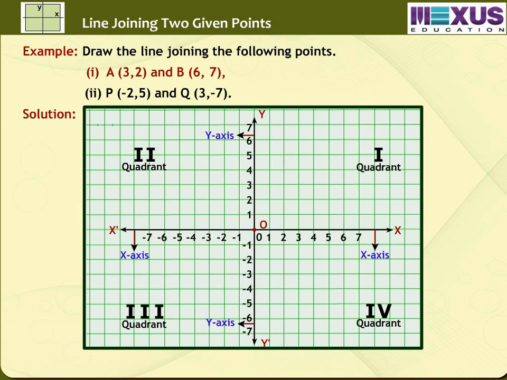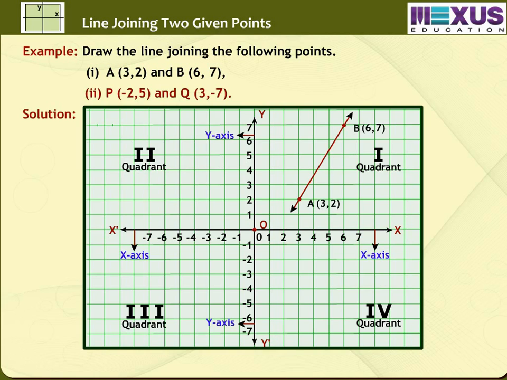Solution. 1. To draw the line joining the points A(3, 2) and B(6, 7). First, plot the point (3, 2) and denote it by A. Next, plot the point (6, 7) and denote it by B. Then join the points A and B using a ruler, such that the line passes through both points. Thus, line AB is the required line.